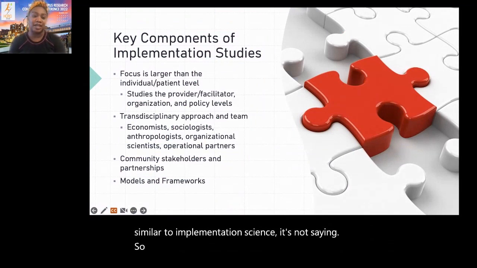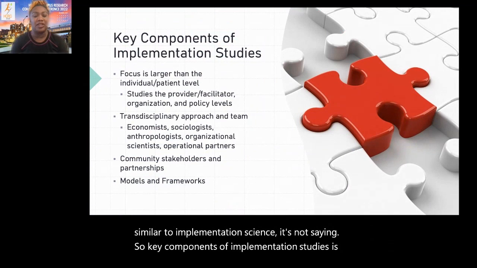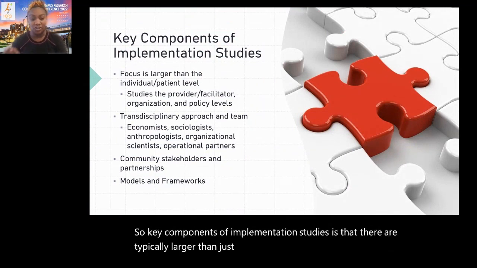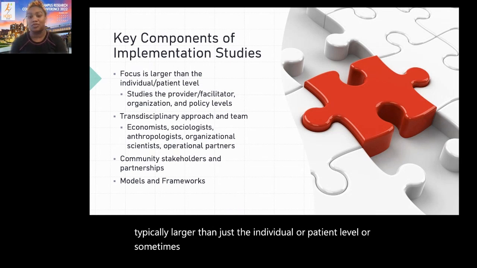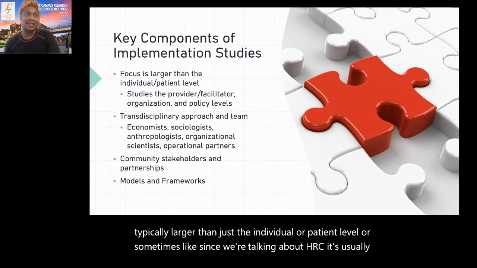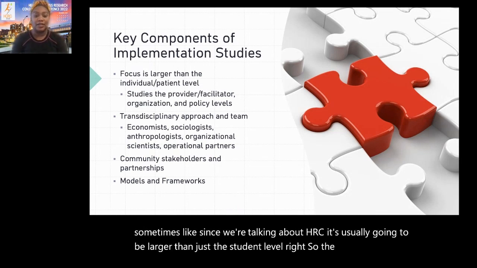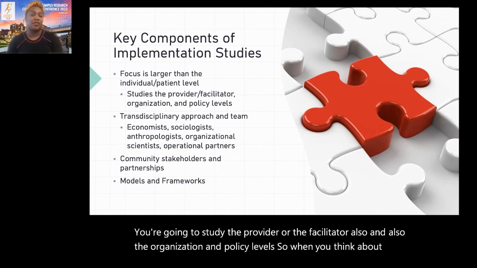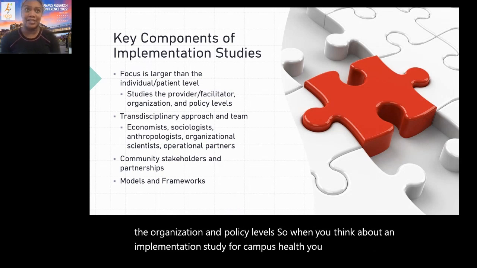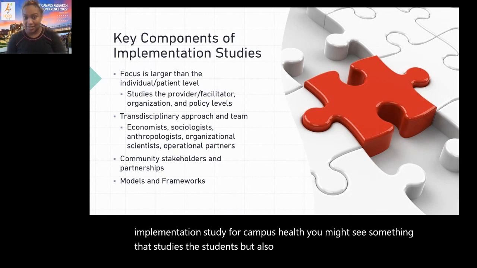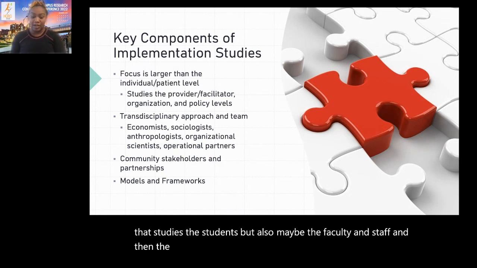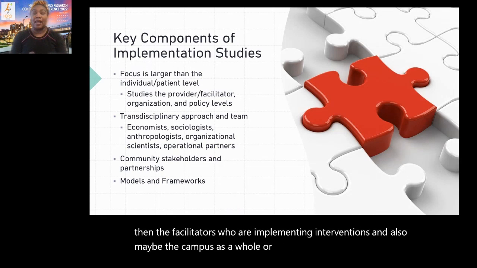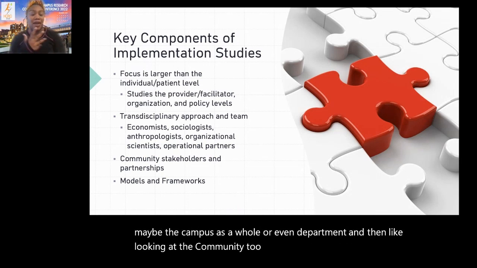So a key component of implementation studies is that they're typically larger than just the individual or patient level, or, since we're talking about HCRC, usually larger than just the student level, right? The studies look at the provider, the facilitator, and also the organization and policy levels. So when you think about an implementation study for campus health, you might see something that studies the students, but also maybe the faculty and staff, the facilitators who are implementing interventions, the campus as a whole, or even departments, and then the community too, and the policies that impact everyone.